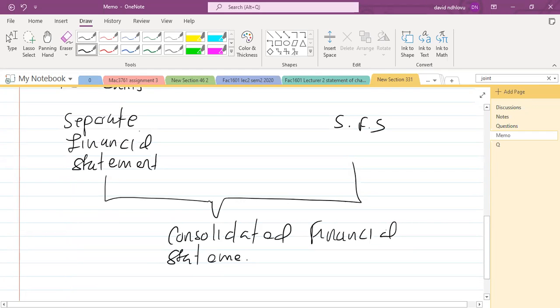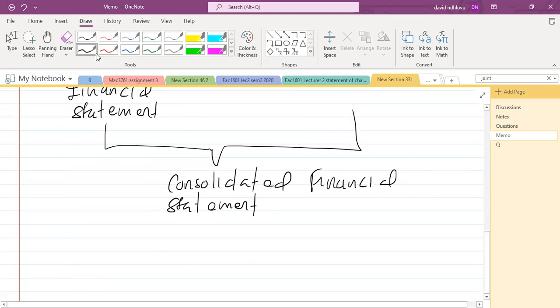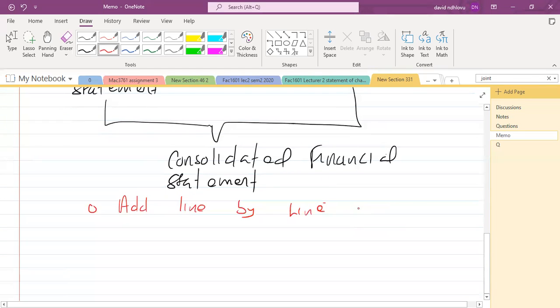The actual consolidation is simple, straightforward. To consolidate, you add line by line. So what it means, I take the sales of this company, add to the sales of that company. Take expenses of this company, maybe it's water expense of this company, plus the water expense of that company, so that I get the combined financial statements. But remember, this is done after adjustments.